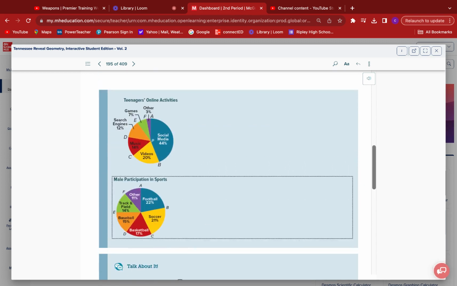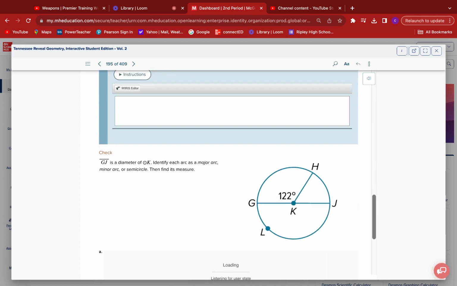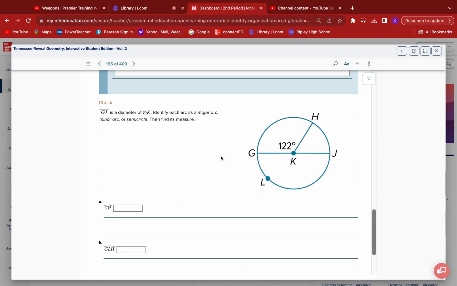Okay, online activities. So you must have some kind of online activity. If you guys want to go through that, that's fine. I'm going to move on to the check. All right, it says GJ is a diameter of circle K. Identify each as a major arc, minor arc, or semicircle, then find its measure.